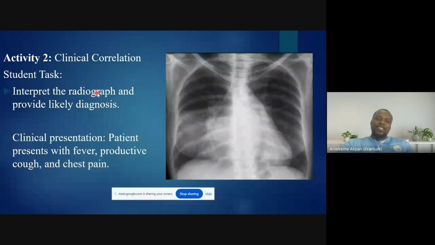Interpret the radiograph and provide a likely diagnosis. For the clinical presentation, the patient presents with fever, very important, of course. I mentioned what fever is mostly associated with. Fever, productive cough. I also mentioned what productive cough is associated with. Chest pain. So with this clinical history and presentation, what do you think would be the most likely pathological pattern in these lungs? Can anybody try?